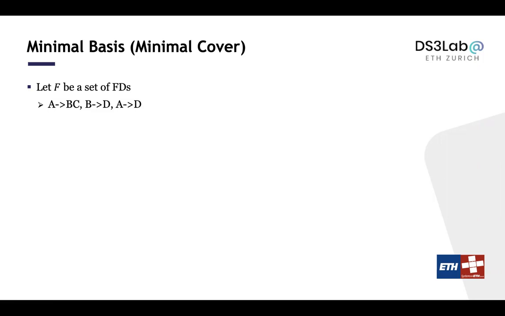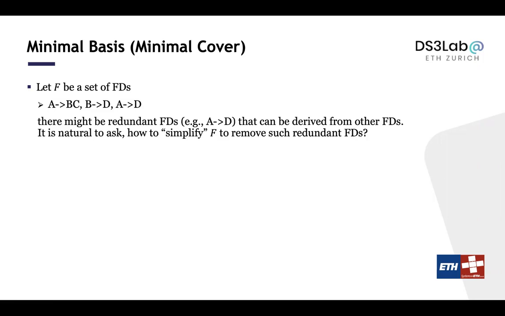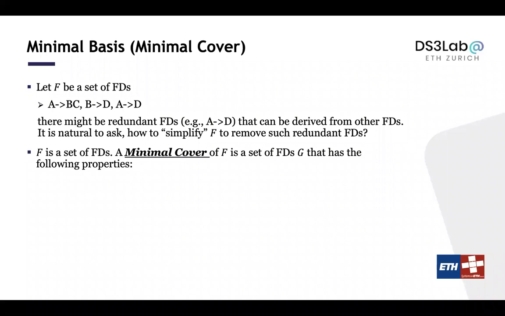That is, if you give me a set of function dependency F, I want to simplify it by removing redundant function dependencies such that I do not change this set F. I can get something semantically equivalent, but much simpler. So that is our goal. And that simplified version of this is what we call a minimal cover of F.